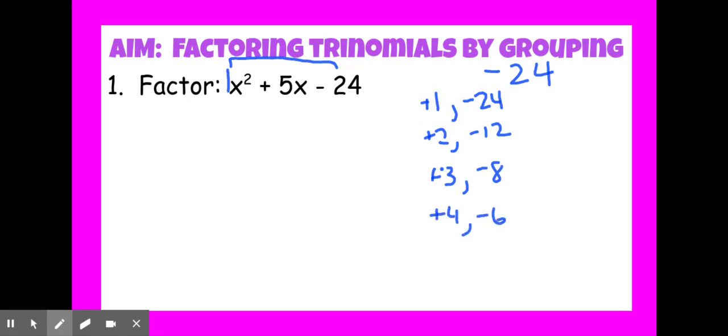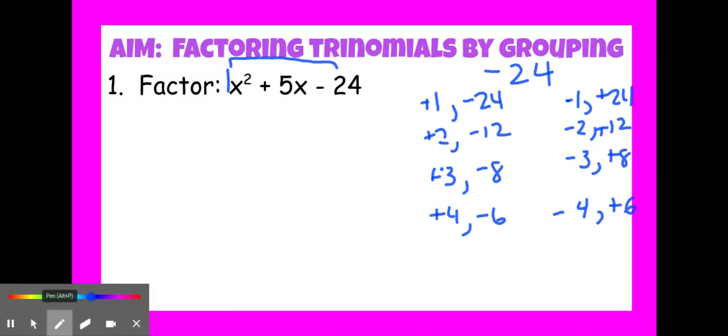Now I'm going to do the opposite. We're going to have negative 1 times positive 24, negative 2 times positive 12, negative 3 times positive 8, and negative 4 times positive 6. All of those different factors give you a product of negative 24. Now we're going to add the two numbers together, and we're going to try to see which one gives us a positive 5. So 1 plus negative 24 is negative 23.